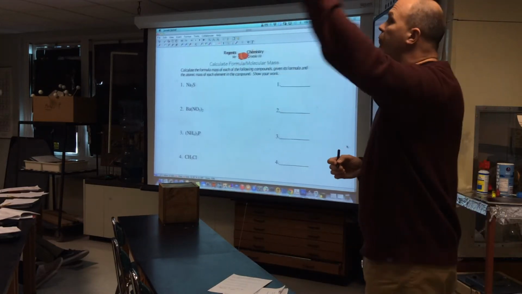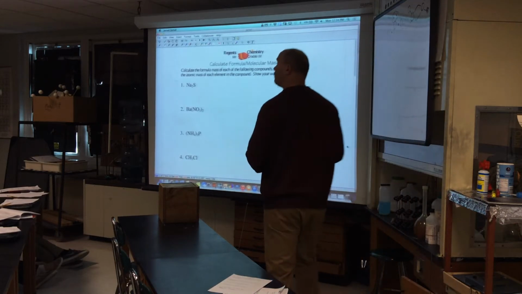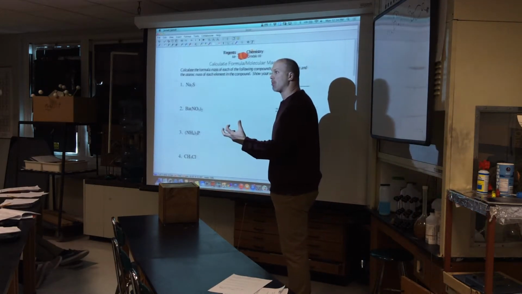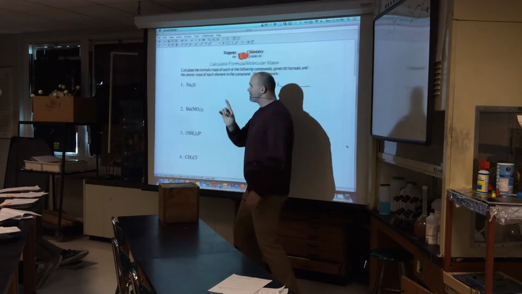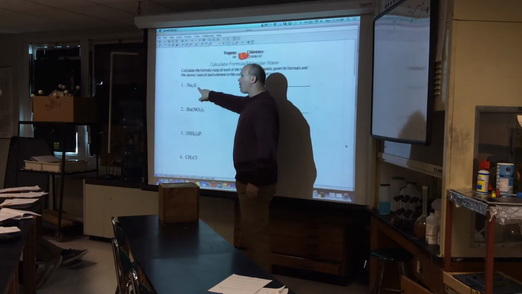This is called a formula mass. The mass of the formula. It really tells me how many grams per mole. And here's our first Regents skill. Determine, we've already done this by the way. This is our factor in telling how many grams per mole.